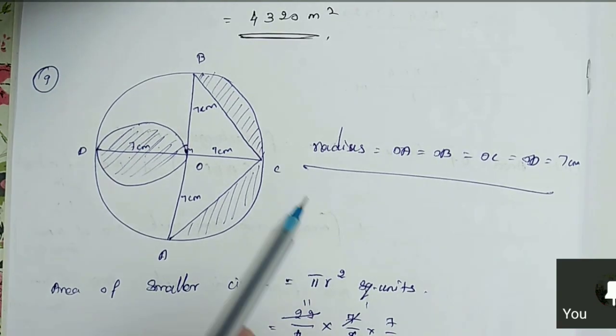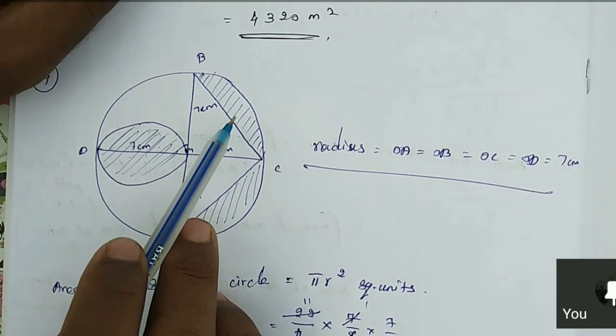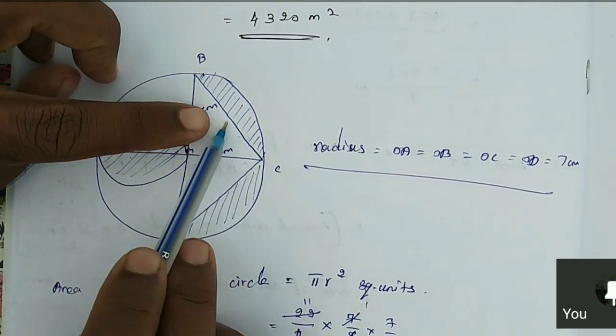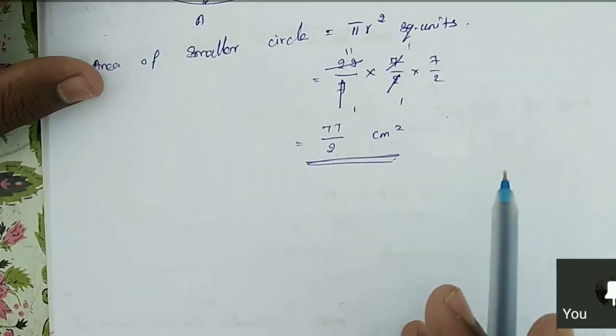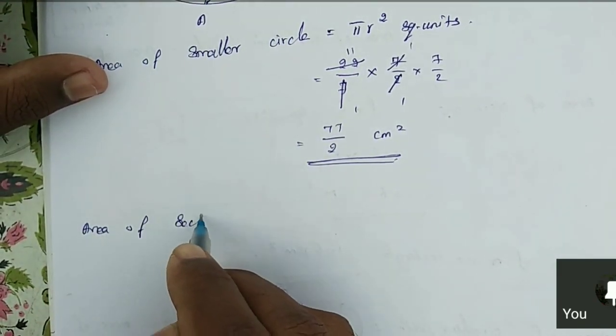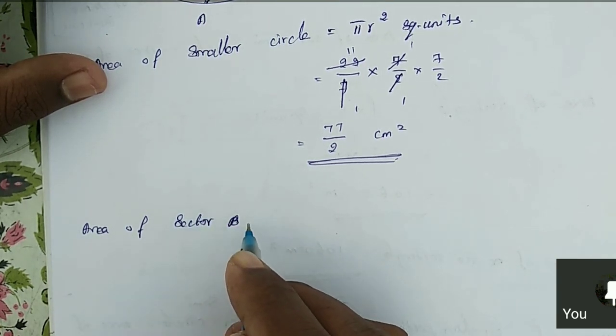Next, now we can find the area of this part, that is the segment. How will you find the segment area? So first you should find the area of a sector. Area of a sector minus triangle. Very good, super. Okay, so we have a formula. What is it? Area of sector.